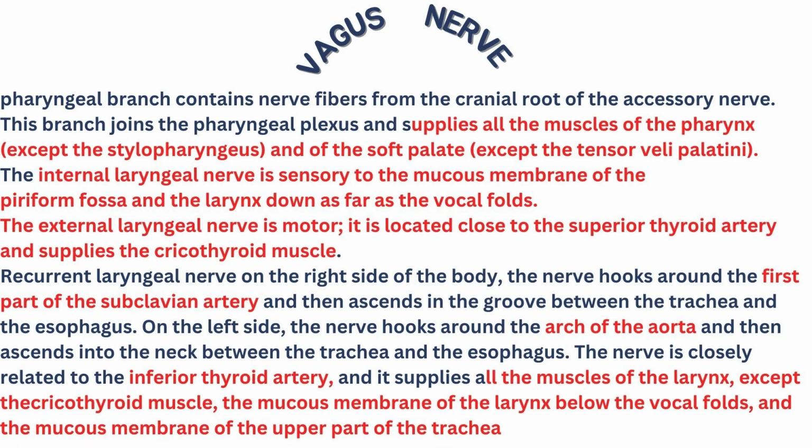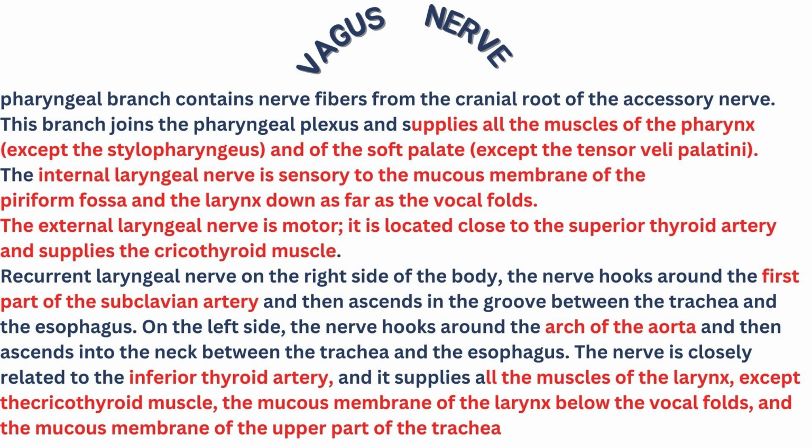They contain nerve fibers from the cranial root of the accessory nerve that joins the pharyngeal plexus and supply all the muscles of the pharynx except the stylopharyngeus muscle, which is supplied by the glossopharyngeal nerve, and of the soft palate except the tensor veli palatini, which is supplied by the mandibular nerve.